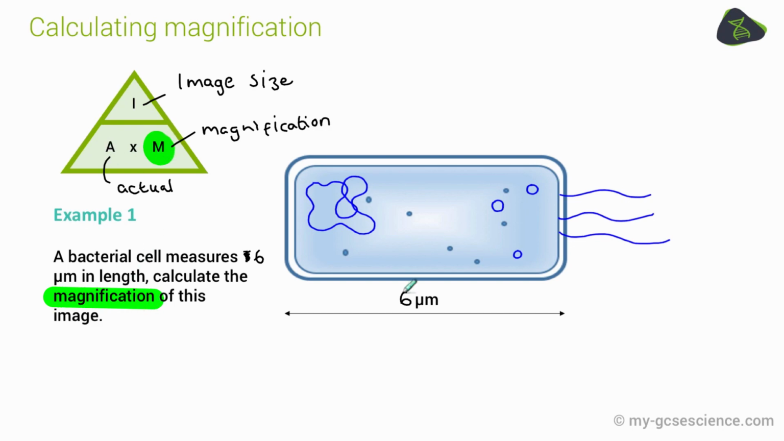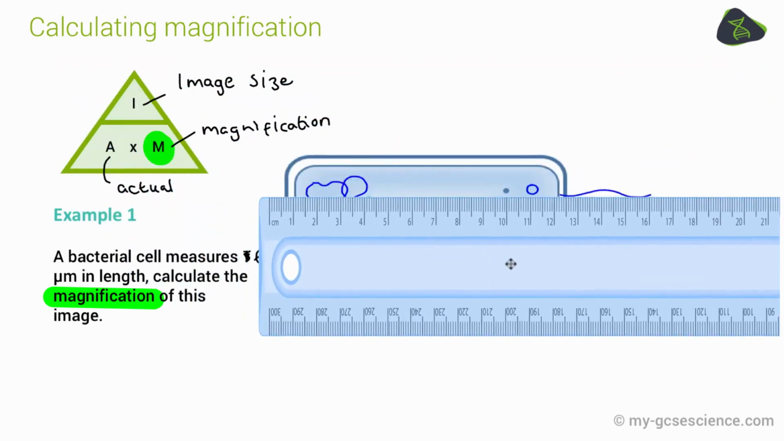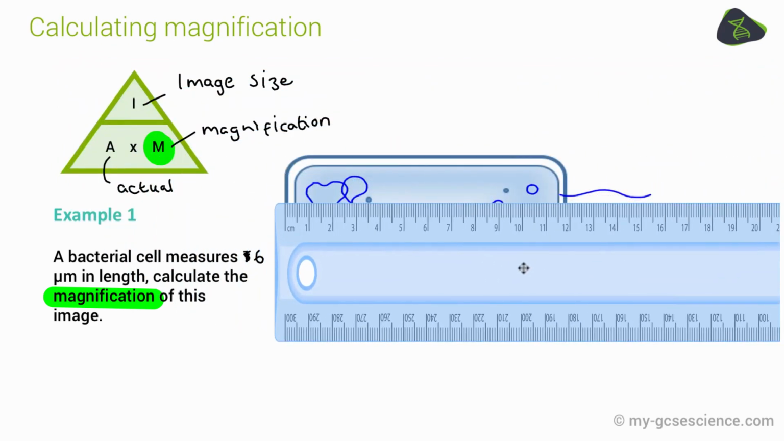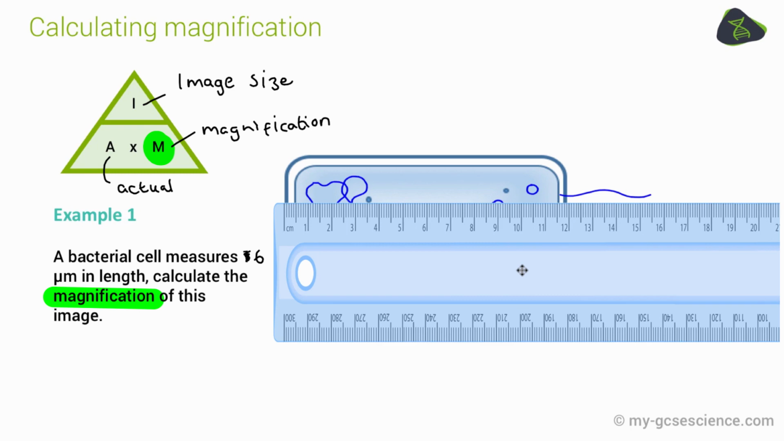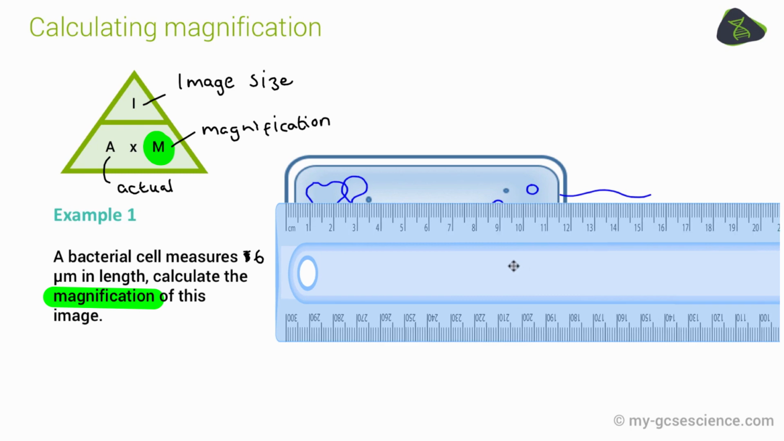We are given the actual size, but we are not given the image size. To do this, you need one piece of equipment, which I'm hoping you will always bring into your exams: a ruler. You have to position your ruler so that it is lined up alongside the image of your cell, and you are literally going to measure it at its longest point. So we're going to measure this in millimeters.